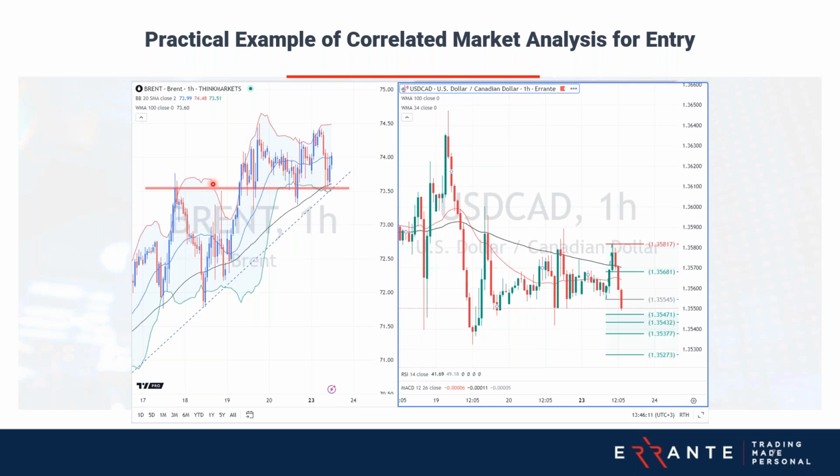Brent crude oil on the left, we have this chart here, and you see the Brent chart shows an uptrend supported by an ascending trend line, as you see, with price bouncing off support near 73.50 and testing resistance around 74.50.